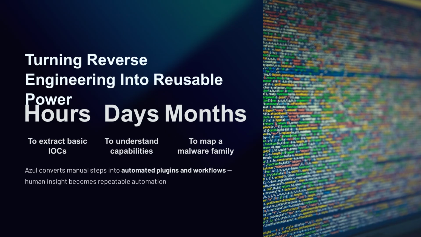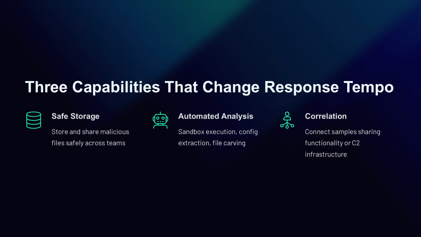This is not just a technical improvement, it is an operating model improvement. You are converting human insight into repeatable automation, and that is how you scale. With that foundation set, you can frame Azul in 3 capabilities that matter in real response conditions. First, Azul acts as storage for malware and suspicious files, helping analysts share malicious files safely. Second, it performs automated malware analysis, including things like sandbox execution, configuration extraction, and file carving.